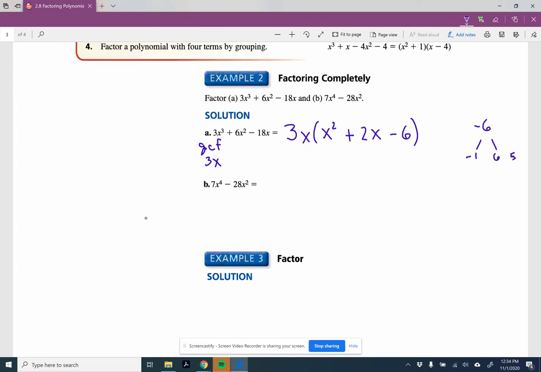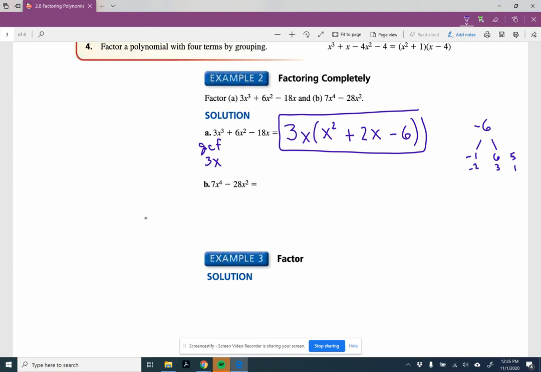If I switch the position of the negative, that's not going to work either. Negative 2, positive 3. That gets us a sum of 1. That's not going to work. Neither would 2 and negative 3. So this polynomial is factored completely. The x squared plus 2x minus 6 does not break down any further.